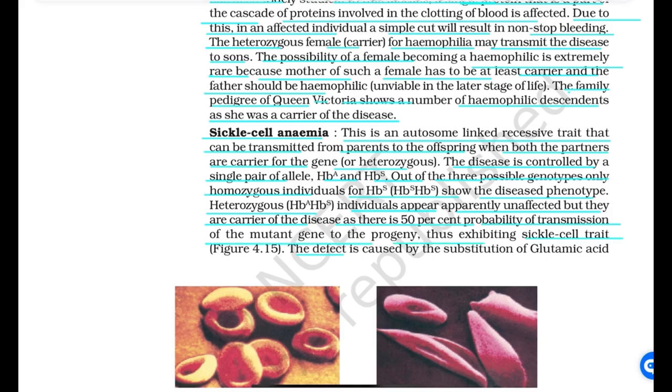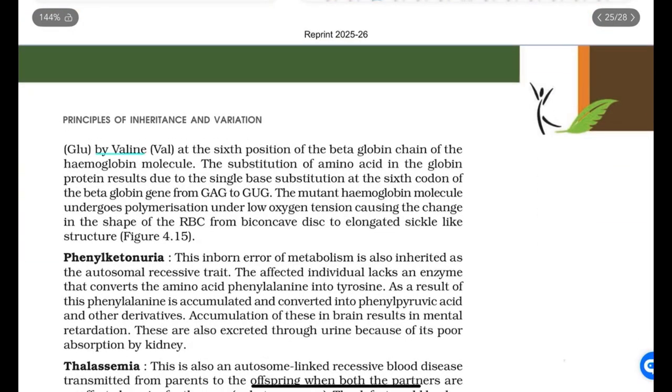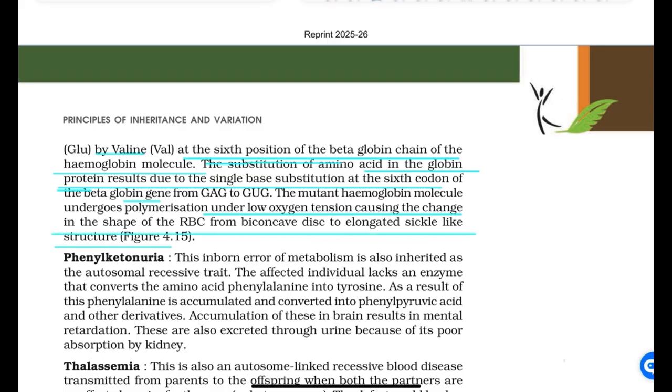The sickle cell trait is caused by the substitution of glutamic acid by valine at the sixth position of the beta globin chain of the hemoglobin molecule. The substitution of the amino acid in the globin protein results from a single base substitution at the sixth codon of the beta globin gene, from GAG to GUG. The mutant hemoglobin molecule undergoes polymerization under low oxygen tension, causing the change in the shape of the RBC from a biconcave disc to an elongated sickle-like structure.